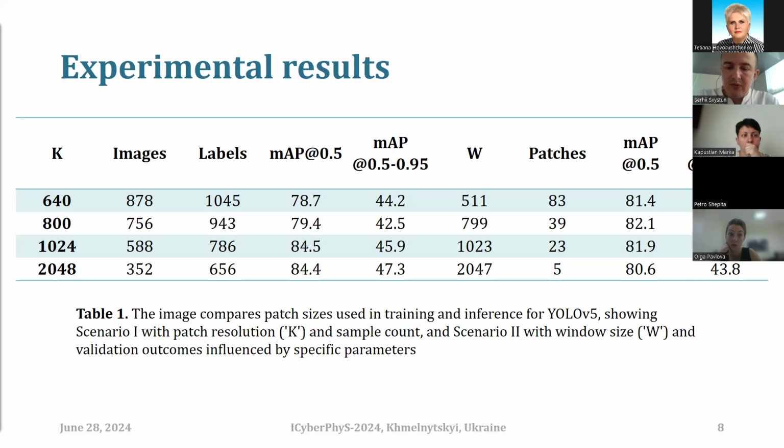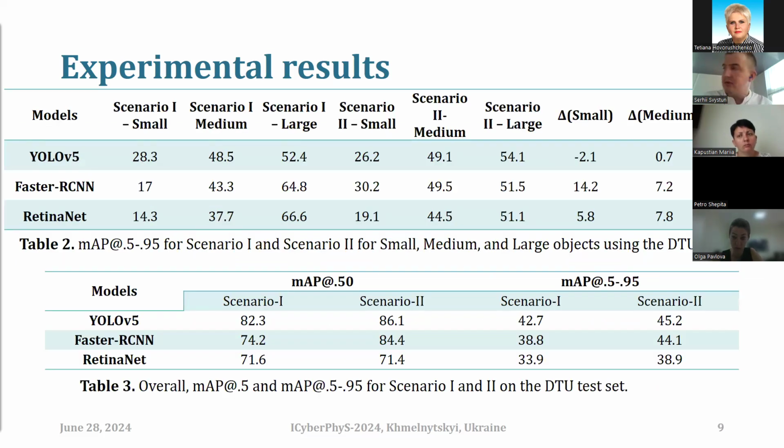Our experiments show that defect patch sizes and model selection affect defect detection performance. This table presents the main average precision results for different configurations. This table comprises the main results for different models in each scenario.